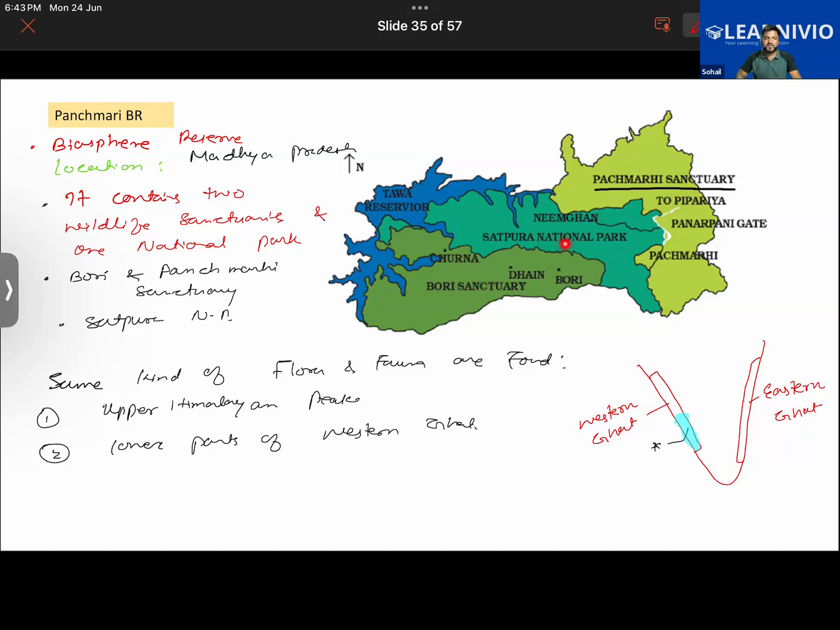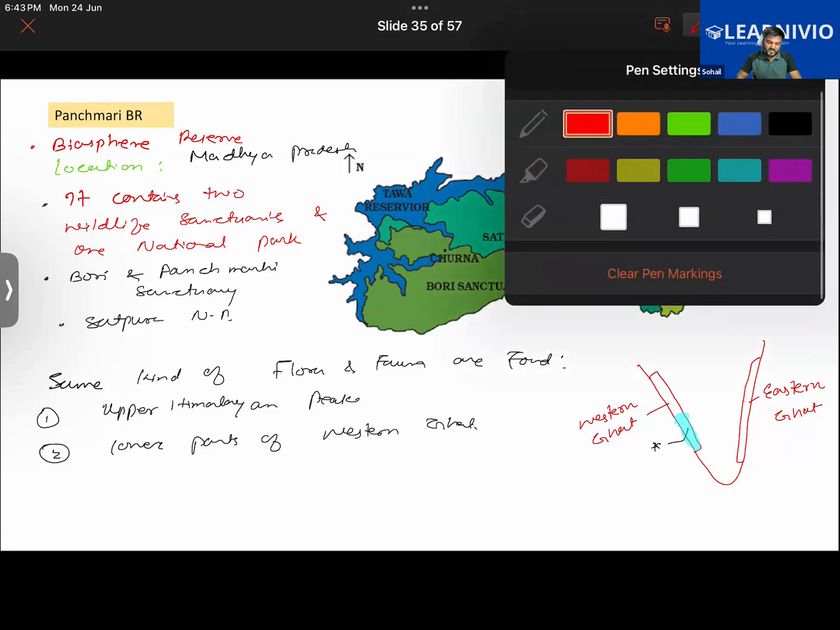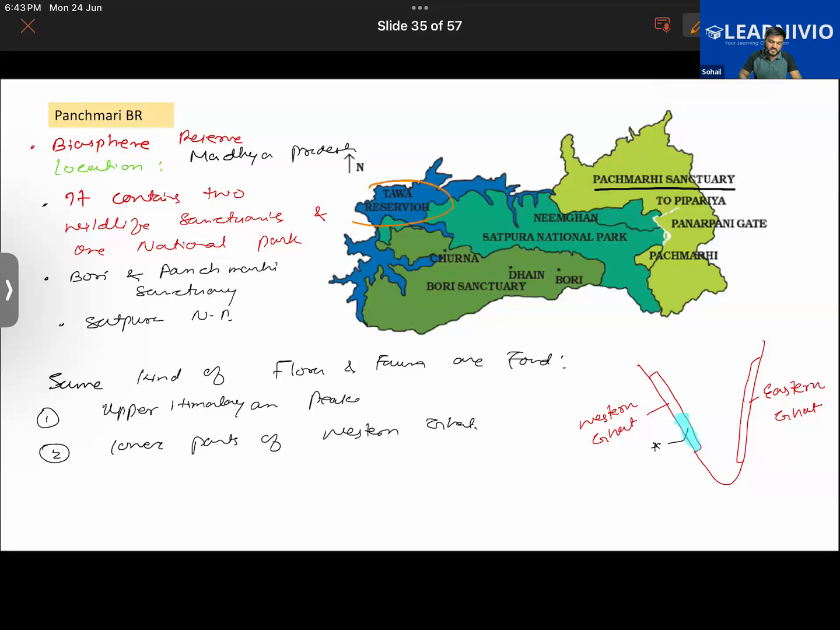Now, apart from Pachmarhi Sanctuary, Bori Sanctuary, and Satpura National Park, you would notice there's a reservoir called Tawa Reservoir also in it. Can you note it down? Find where it is. Here it is. Can you repeat? Tawa Reservoir. There's a reservoir by the name of Tawa Reservoir found inside this Biosphere Reserve. Getting it? Yes, sir. Keep that in mind.